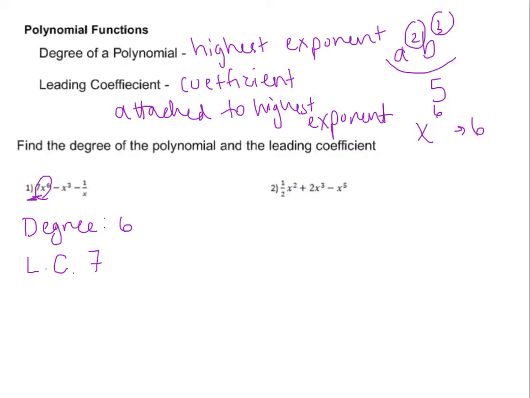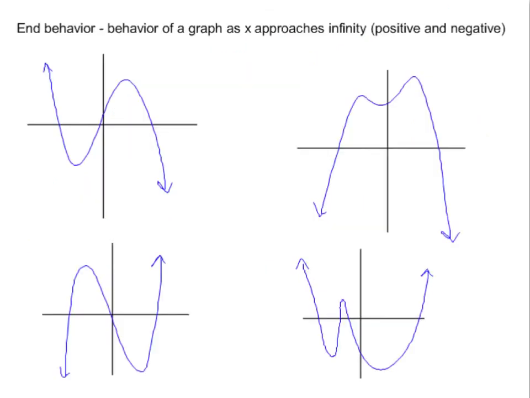Alright, our next example here, 1/2 x squared plus 2x to the third minus x to the fifth. Our highest exponent here is that x to the fifth, so the degree is 5. And then the leading coefficient is the number attached to the x to the fifth, which would be a -1. Okay, so whatever values we get for these two are actually going to help distinguish what our graphs will look like, and we will get to that a little bit later on in this lesson.